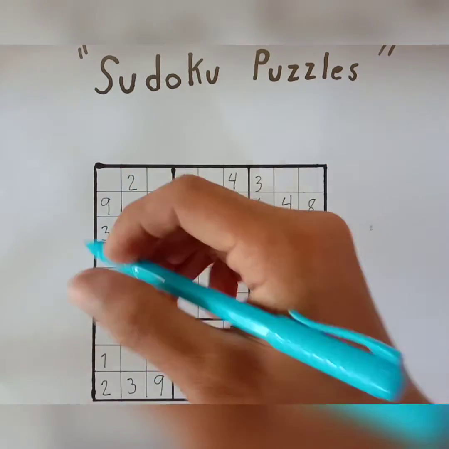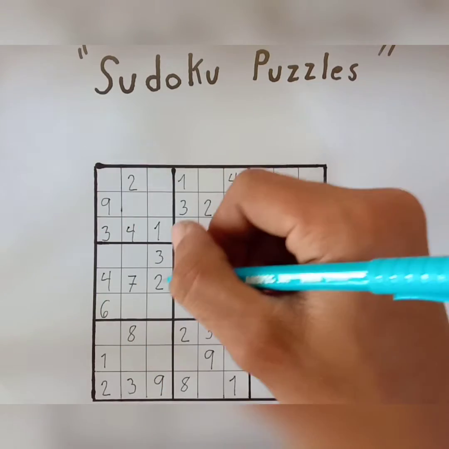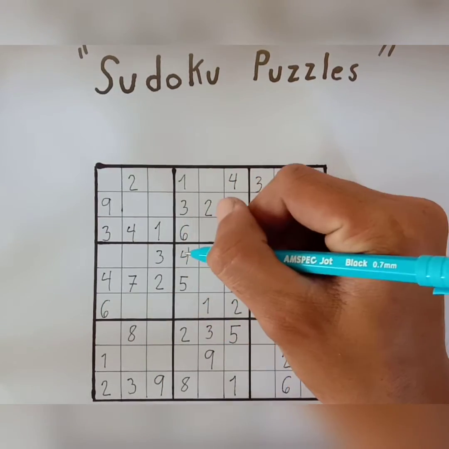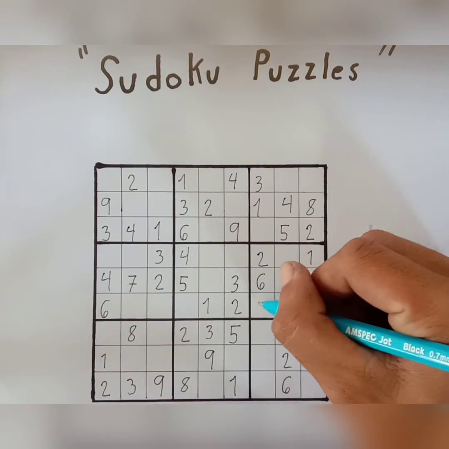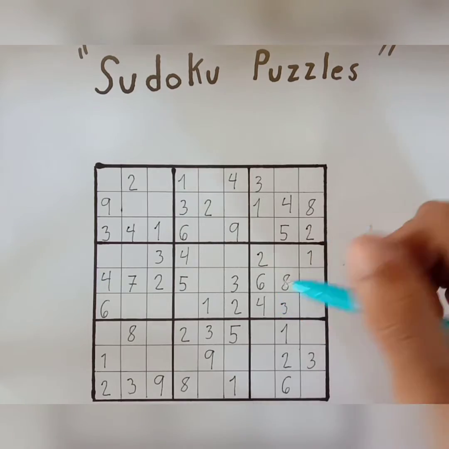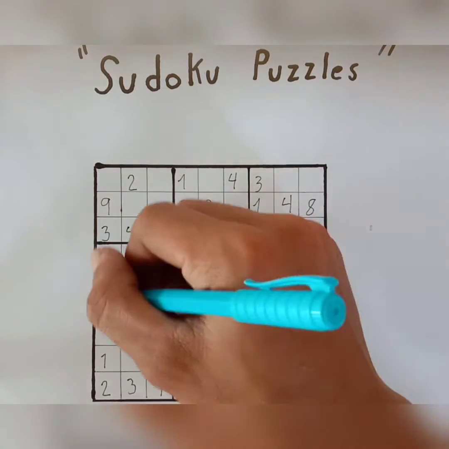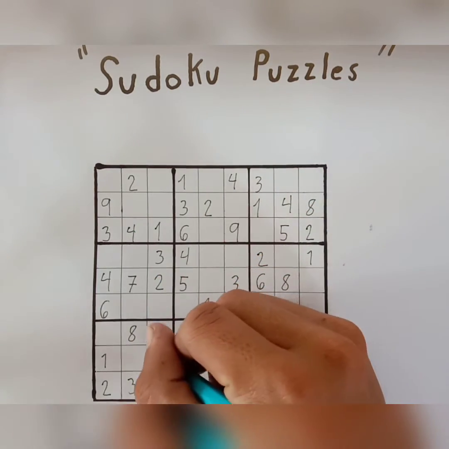Number 4, there is number 4. And in the second box, there is number 4. Let's make it fast. There is number 4. Third row, first box, there is number 4. There is number 4. So we can write this number 4.